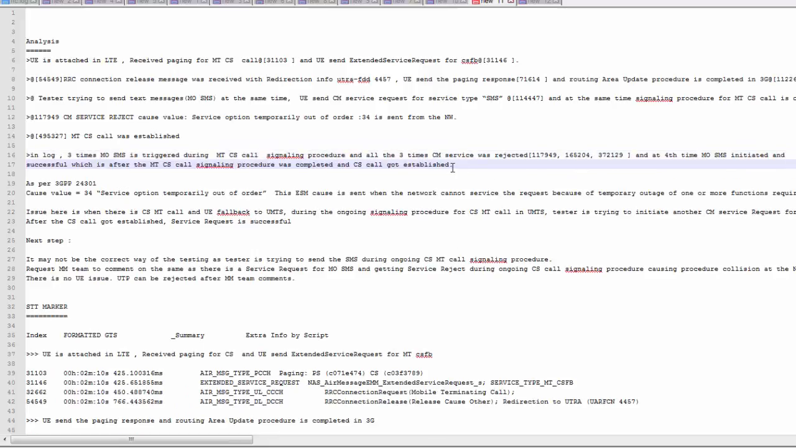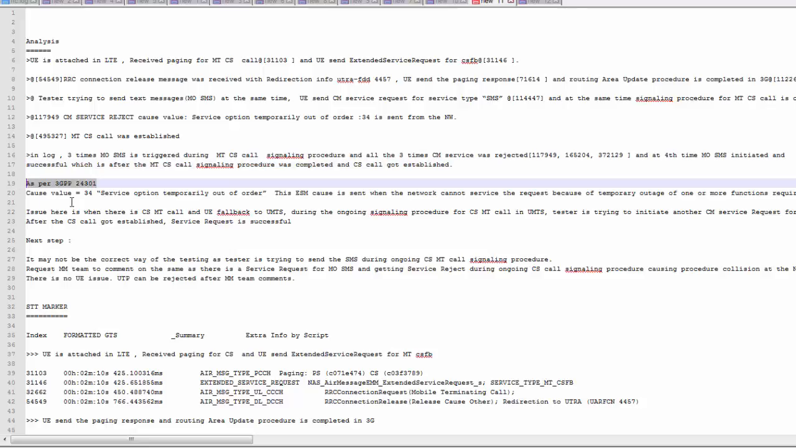Just I want to say that it was rejected the fourth time. MOSMS is initiated and successful, which is after the MTCS call signaling procedure was completed and the CS call got established, as per 3GPP.